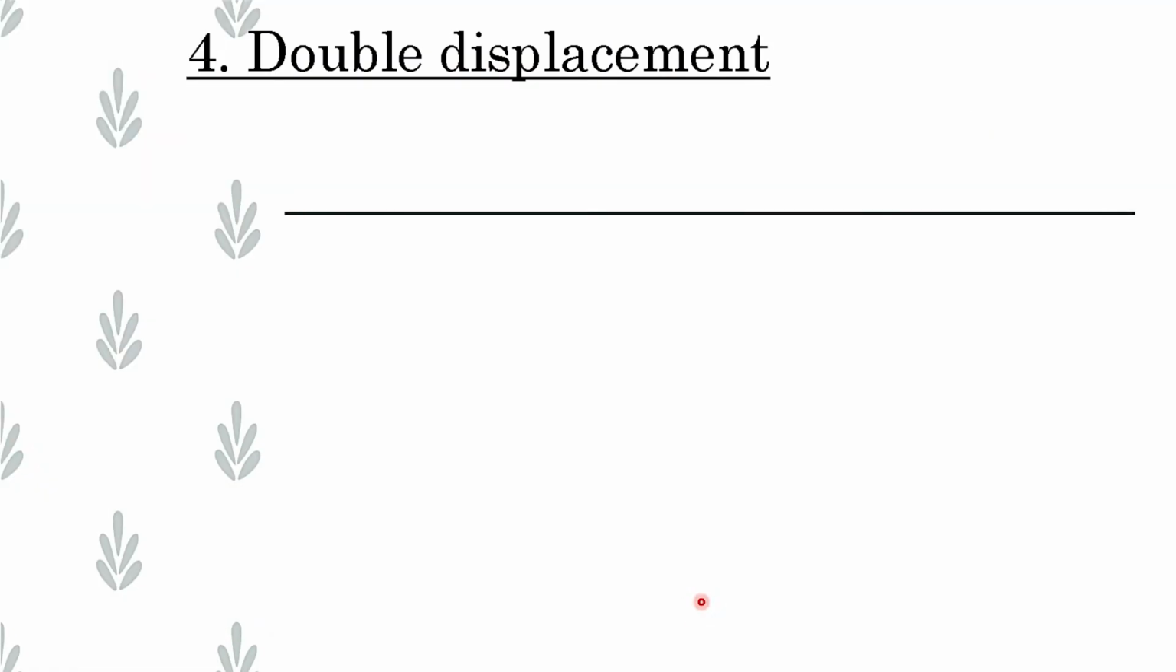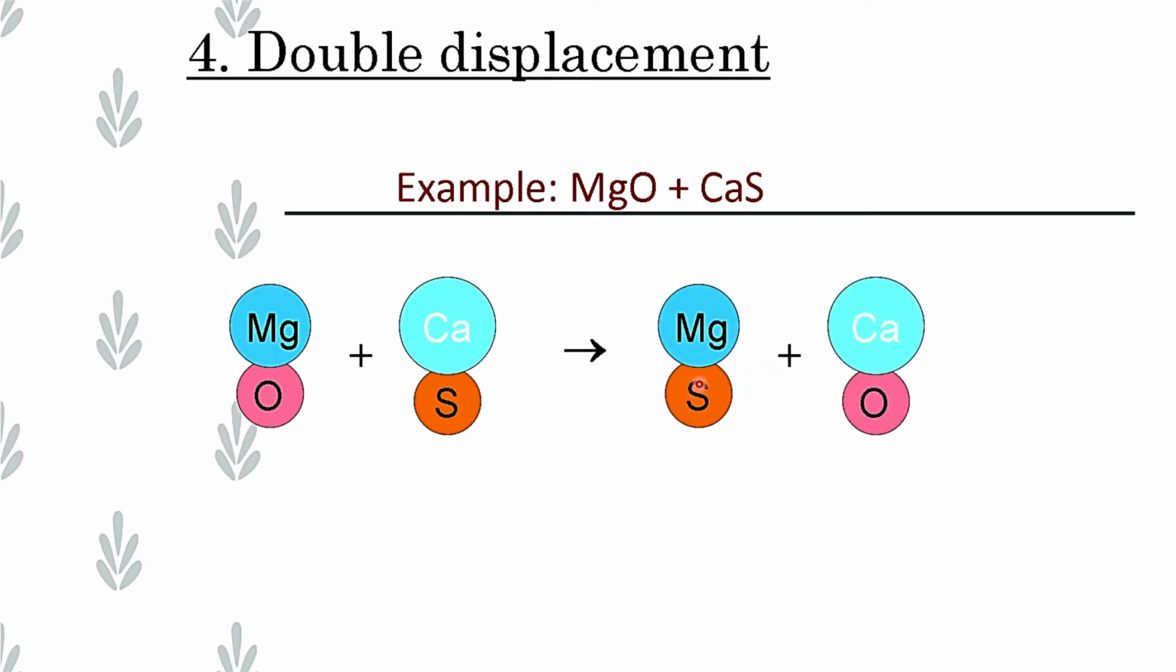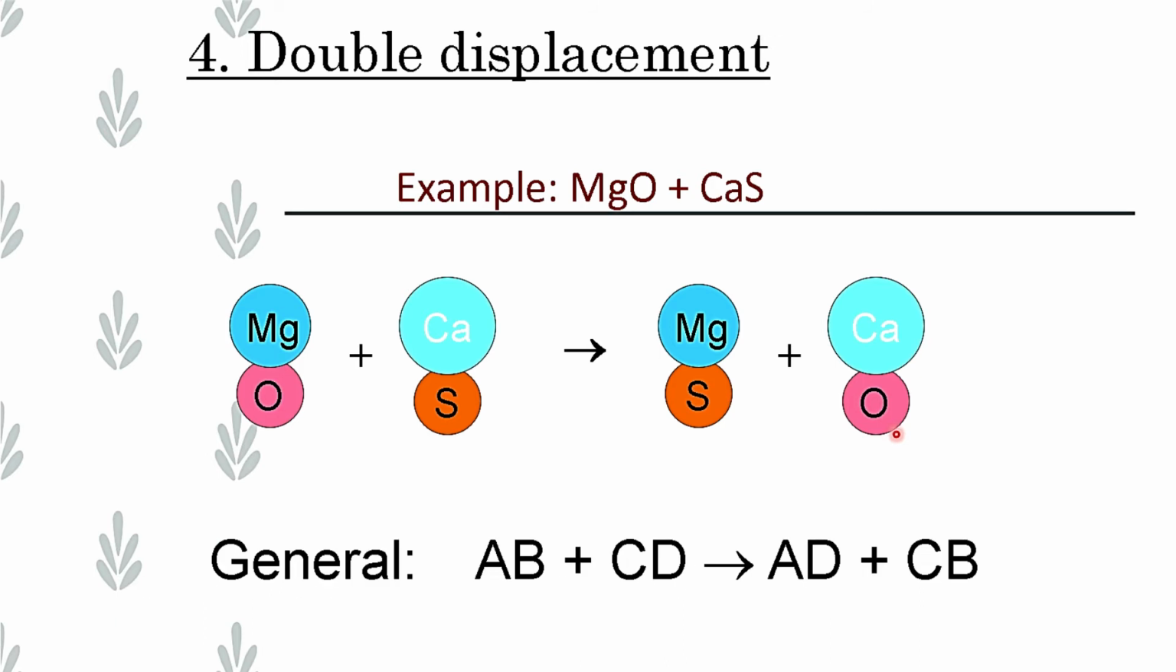You can understand double displacement reaction through this example also. Magnesium oxide reacts with calcium sulfide. So here double displacement will take place. Sulfide will take the position of oxygen because both are non-metal. Oxygen will take the position of sulfide. You can see magnesium is now with sulfur and calcium is now with oxygen. Through this, double displacement reaction is taking place.